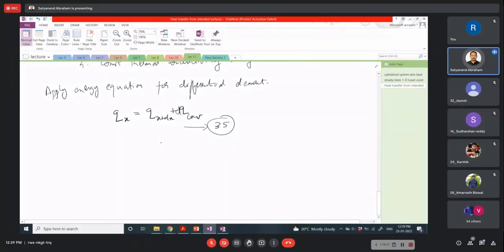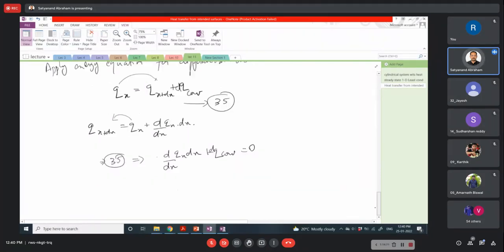Luckily, we are now familiar with Fourier's law, Newton's law of cooling, etc. We simply put those into this. From the Taylor series expansion, we know Qx plus dx is equal to Qx plus d by dx of Qx into dx. Putting this into equation 33, equation 35 becomes d by dx of Qx into dx, plus dQ convection, is equal to 0. That's the equation we get.